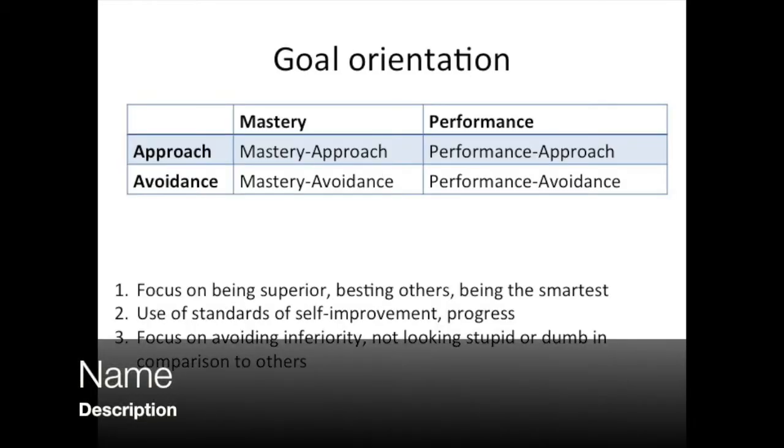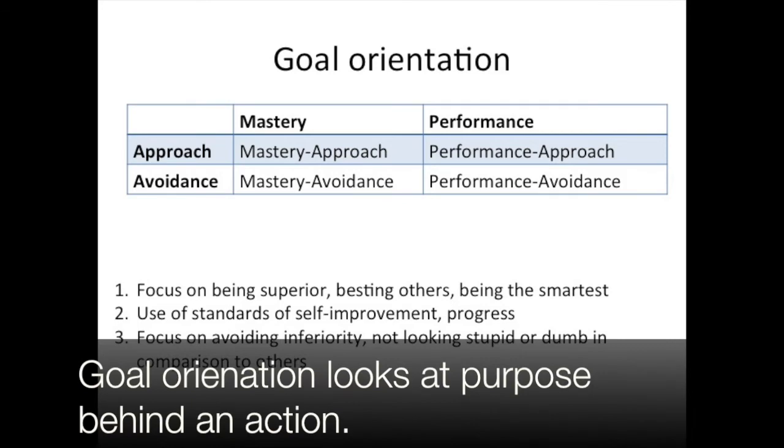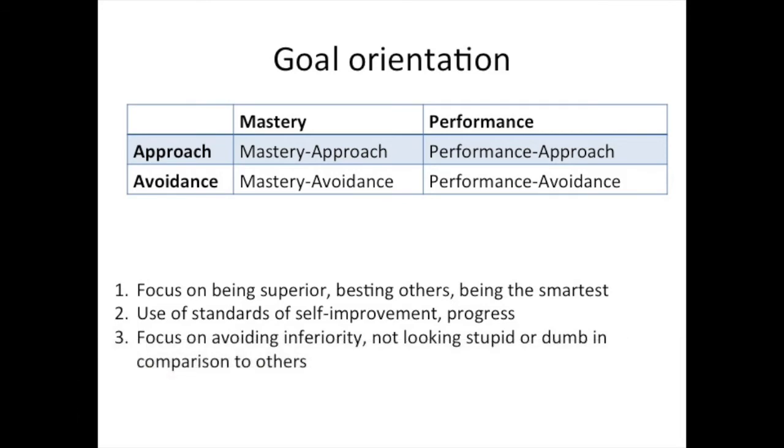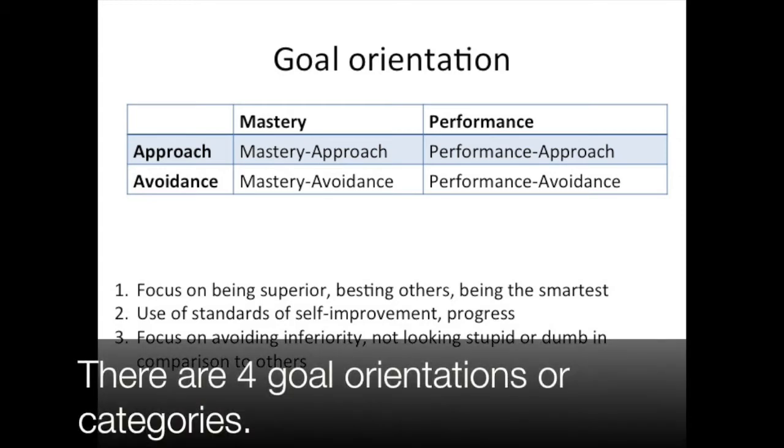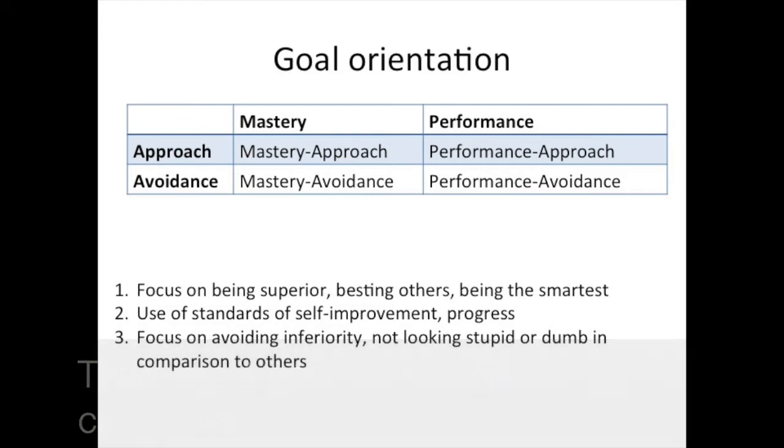Goal orientation is a theory that seeks to look at what is the purpose behind the action. What is the motivation behind a person's willingness to engage in a task? And goal orientation breaks down these purposes or goal orientations into 4 categories. The first is mastery approach. The second is performance approach. Mastery avoidance and performance avoidance are the last 2.